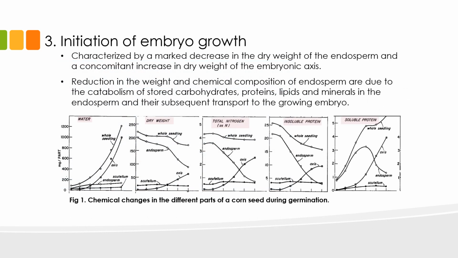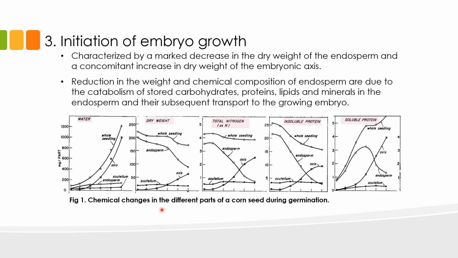The initiation of embryo growth is characterized by a marked decrease in the dry weight of the endosperm and an increase in the dry weight of the embryonic axis. The reduction in the weight, as well as in the chemical composition of endosperm, are due to the catabolism or breakdown of stored carbohydrates, proteins, lipids, and minerals in the endosperm and their subsequent transport to the growing embryo. The increased respiration that results in leakage of nutrients from the imbibed seeds also contributes to dry weight loss.